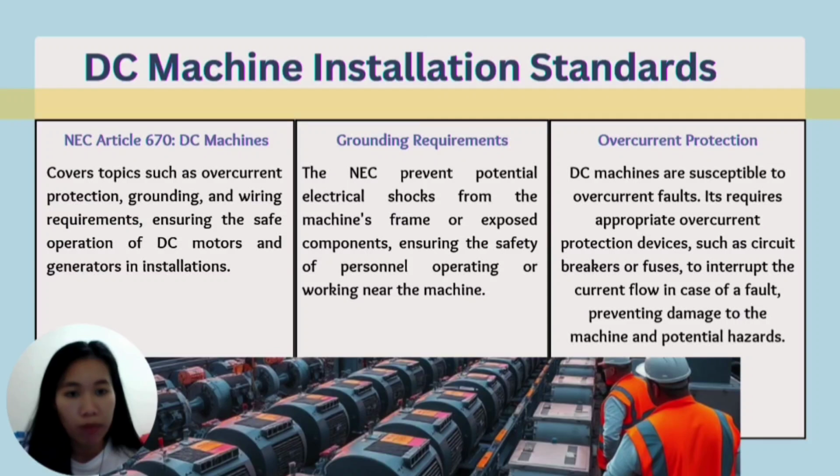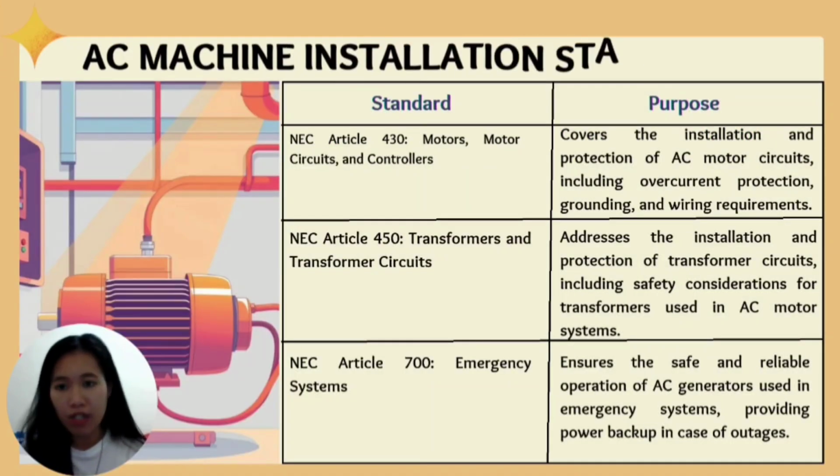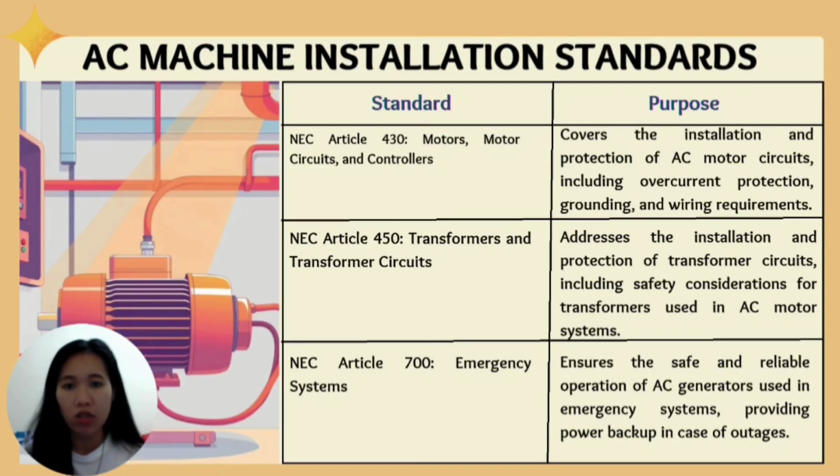Number three is overcurrent protection. A DC machine is susceptible to overcurrent faults. It requires appropriate overcurrent protection devices, such as circuit breakers or fuses, to interrupt the current flow in case of a fault, preventing damage to the machine and potential hazard.